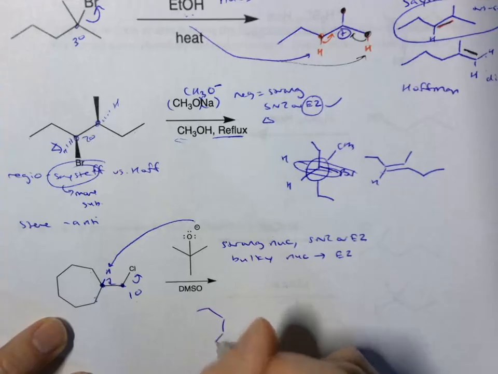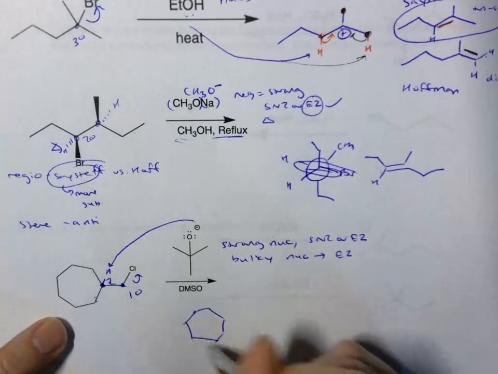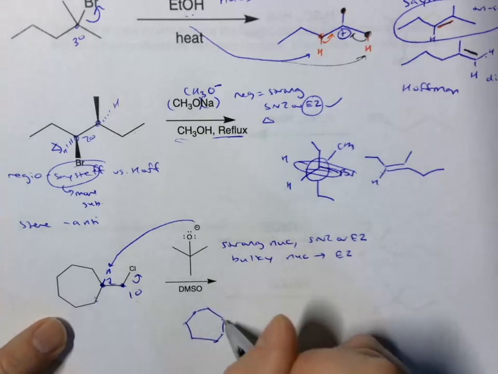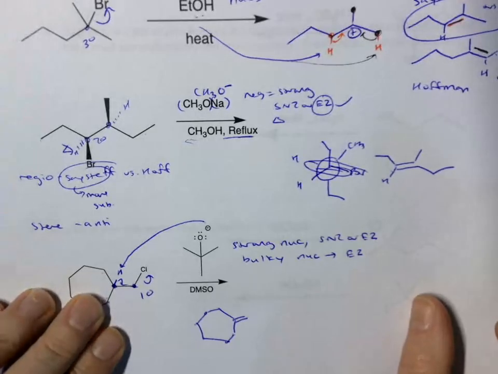oh, I'm so bad at drawing 7-membered rings. Let's see if I can do it. Is that it? 1, 2, 3, 4, 5, 6, 7. Did it. Nice. This would be your final answer with the alkene off the 7-membered ring.